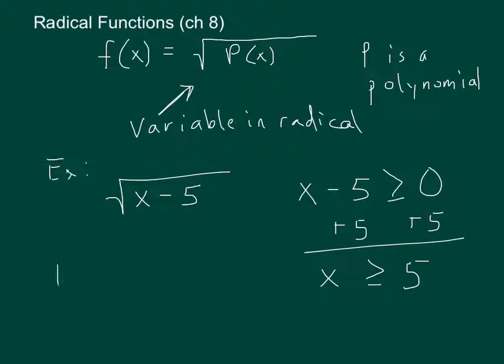So my domain in this case is going to be, should I do it in interval notation or just set builder? Why not both? Because I'm running out of room. There we go. So there's our domain: x has to be bigger than or equal to 5.